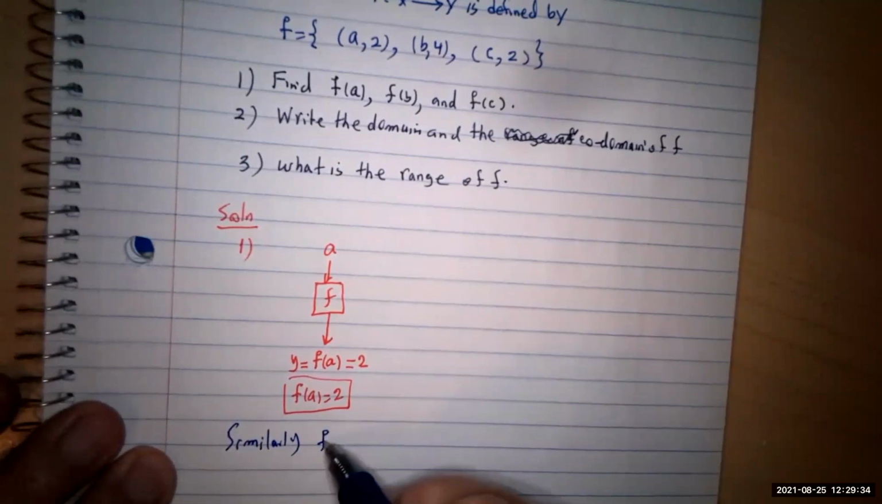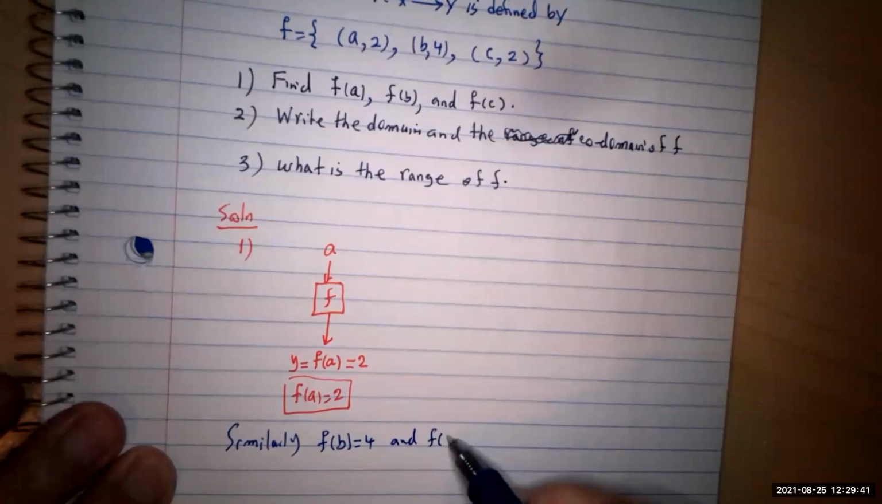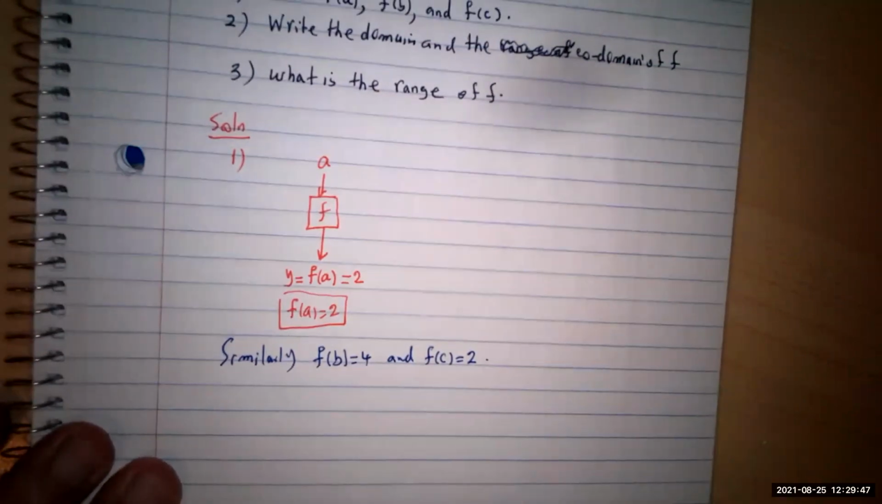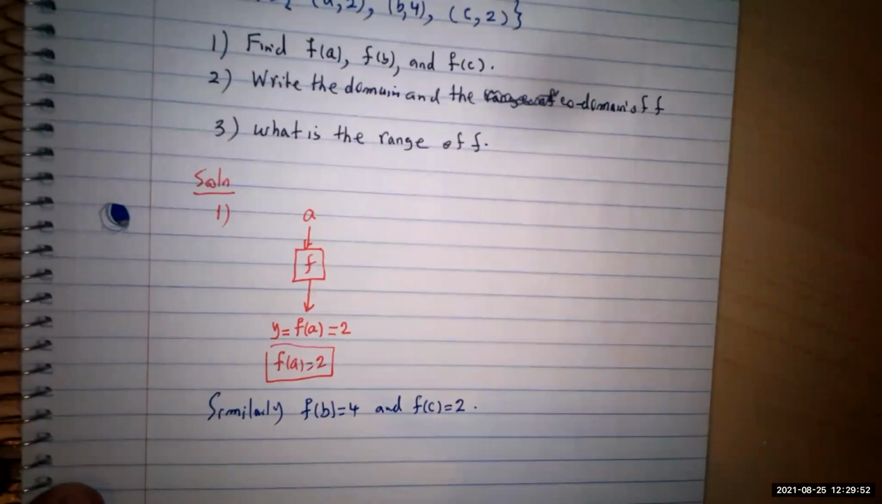So similarly, now we can say that f of b is equal to 4, and f of c is equal to 2. That's the first part. Any question? The second part, what's the domain and the codomain? Well, the domain is going to be X.